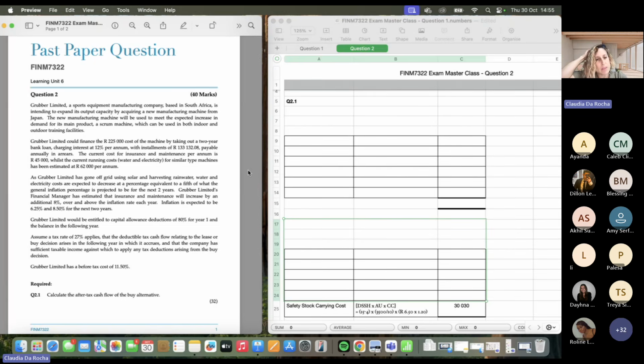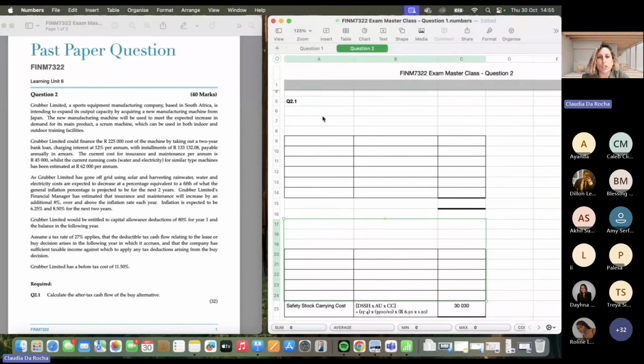Then it says Grubber Limited has a before-tax cost of capital of 11.50%. Okay, so this is the rule. If your cash flows are after tax, your cost of capital must be after tax. If your cash flows are before tax, your cost of capital must be before tax. They must match. Okay, so please make sure you read the question. Make sure you understand whether the cost of capital they're using is before or after tax, and whether your cash flows are before or after, is very important.